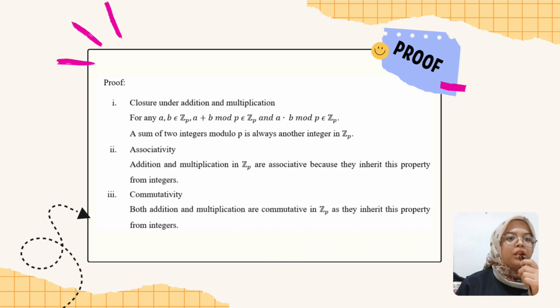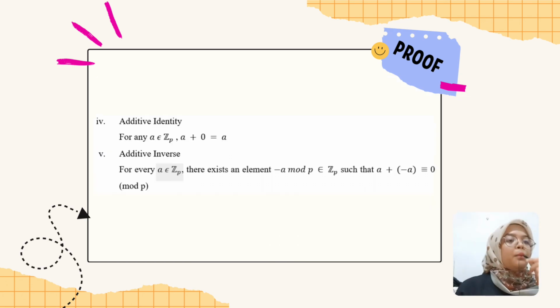Proof number 2. Associativity. Addition and multiplication in ZP are associative because they inherit this property from integers. Proof number 3 is commutativity. Both addition and multiplication are commutative in ZP as they inherit this property from integers. Proof number 4, additive identity. For any A in ZP, A plus 0 equal to A.